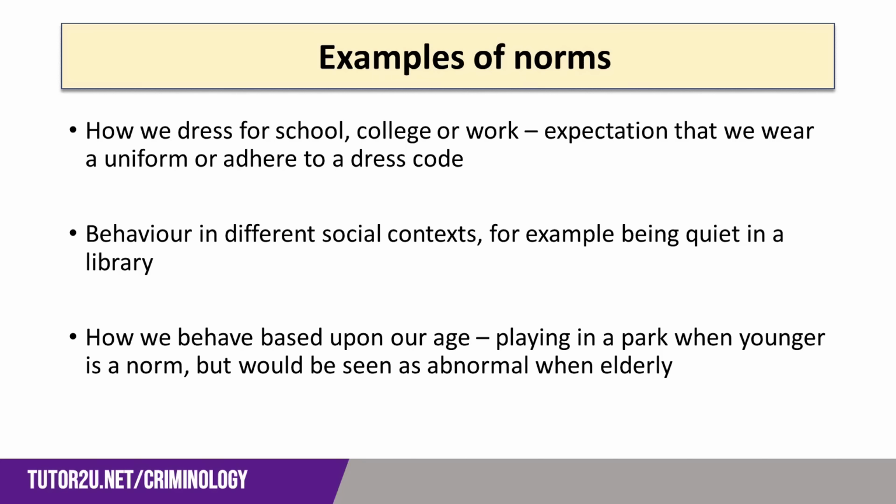Norms also govern the way we act in social situations. For example, it's often expected that individuals are quiet in a library or a doctor's waiting room, which is different to the expectations people have of our behaviour at a party, a concert or a sports event. Our age and gender also play a part. For example, playing in the park when we're young may be seen as normal behaviour, but when we are elderly, this would be seen as abnormal.